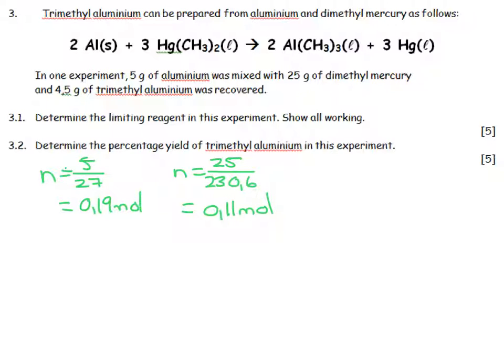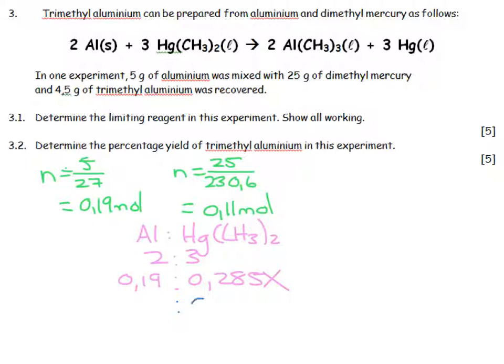Now we need to look at mole ratios. If I am going to see them as having Al is to HgCH3, 2, that is a 2 is to 3 ratio, so 0,19 is going to mean 0,285. What did I do? I divide this number by 2, multiply by 3. 0,285 is greater than 0,11, so that does not work.